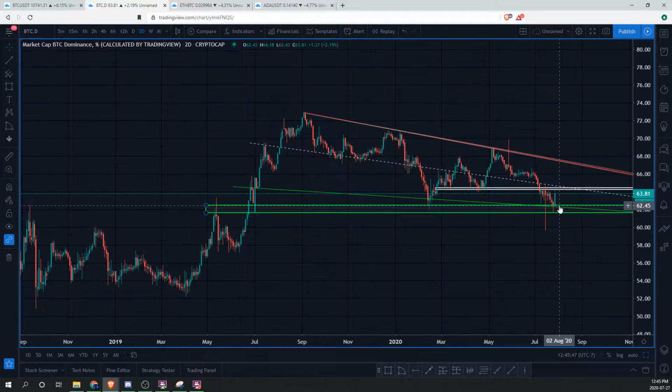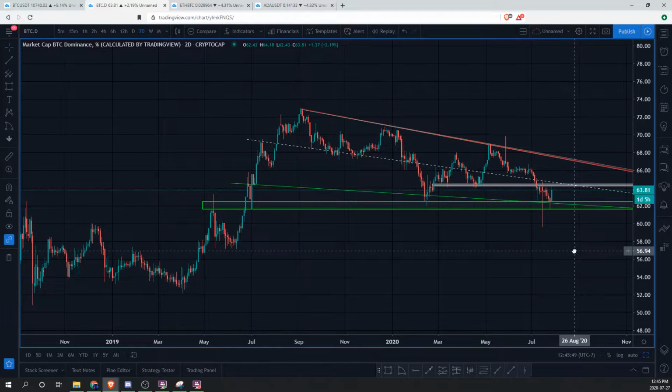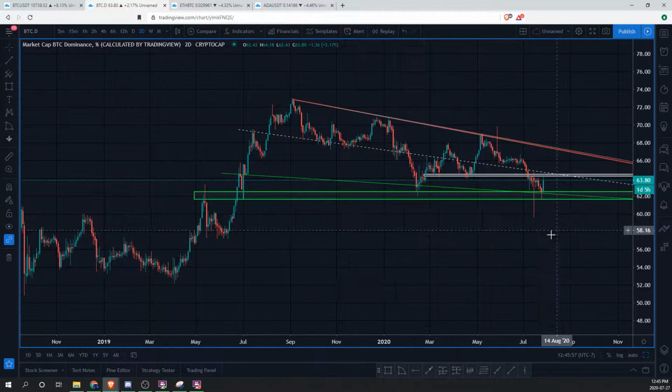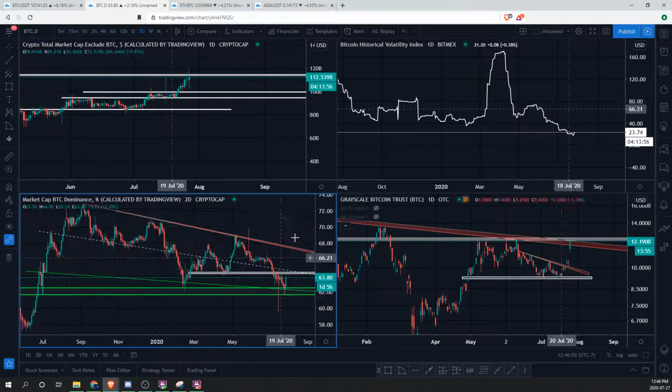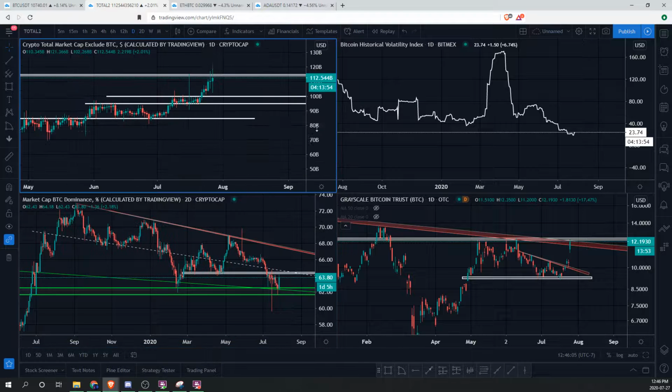If it breaks below 62, that's going to be a pretty significant move to the downside for the dominance, which would mean that alts are taking more of the market share, which means that there is more speculation, which is bullish for the alts. Don't see that just yet, but that's the overall direction that I currently see within the BTC dominance.